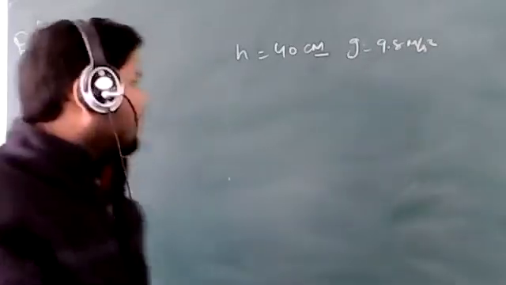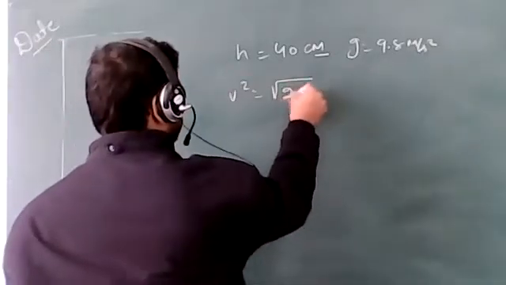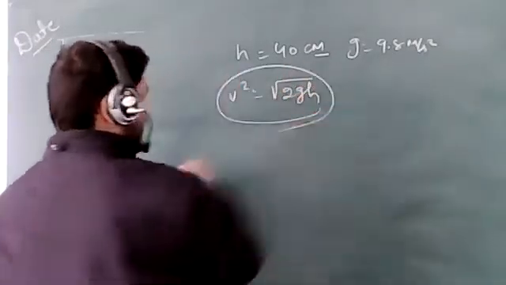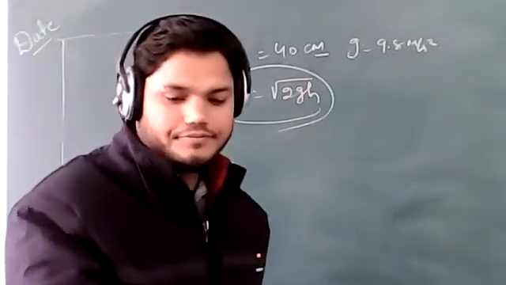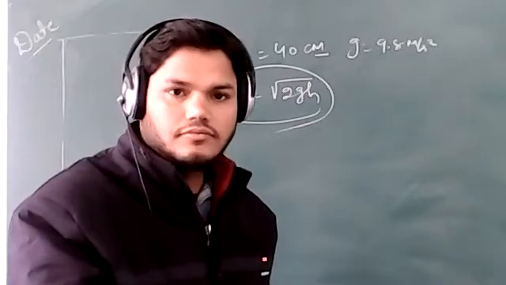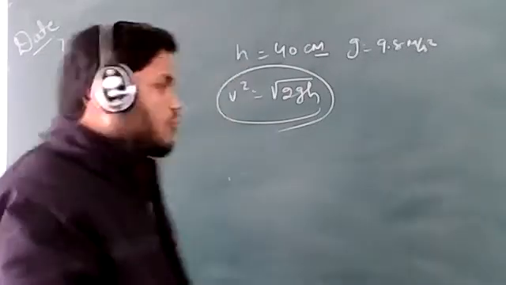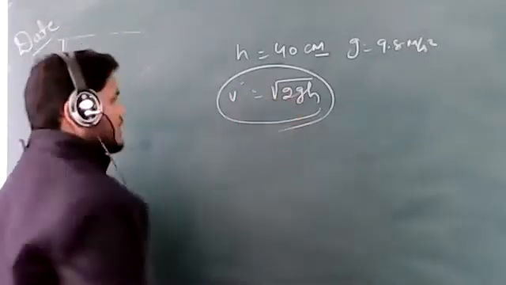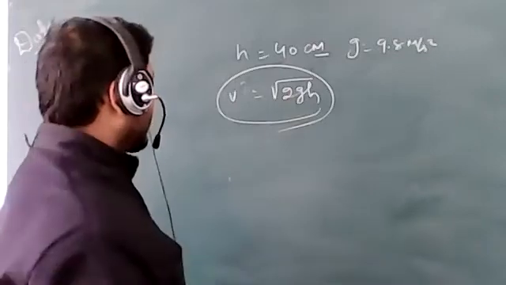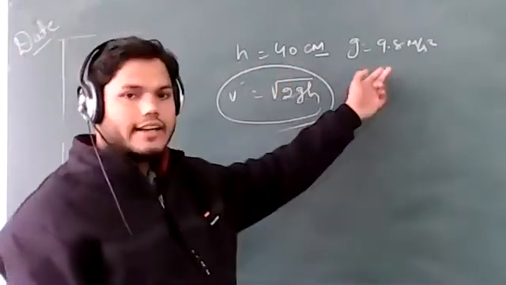So how can you find out V? The formula is V equal to root over of 2gh. Yes or no? Just put this formula in and find out the answer. h is given, g is also given as 9.8.